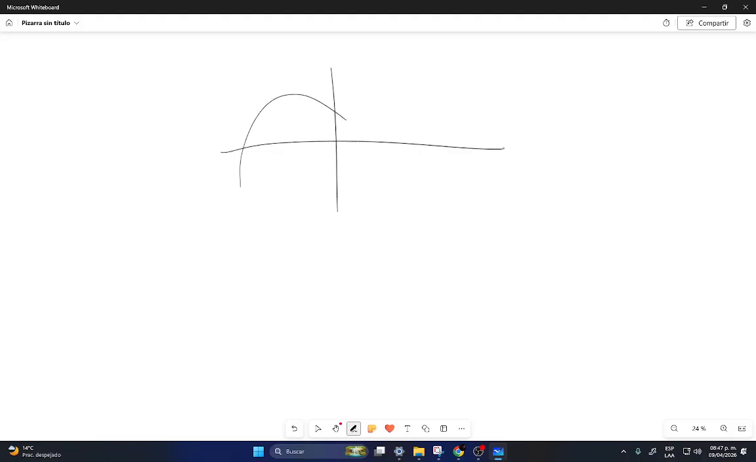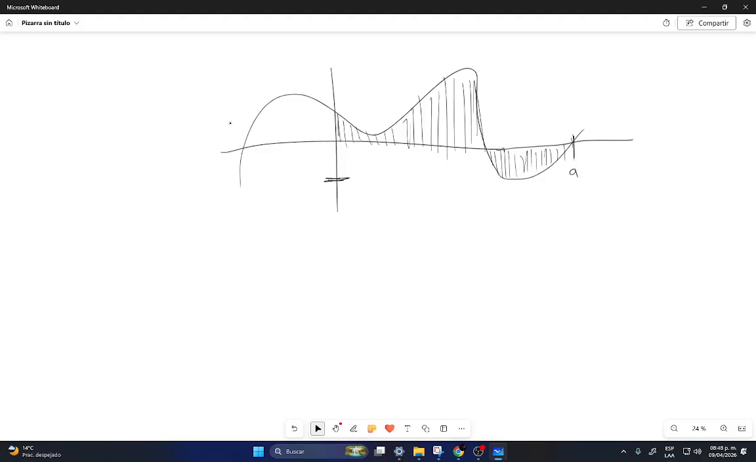Okay, what happens when we have something like that? Let me make it longer. All of this area is positive, and all of this area is negative, because it's in the negative part of the y-axis. But if we use the integral to calculate the area until here, the integral will be able to calculate it even considering that this is positive and this is negative.